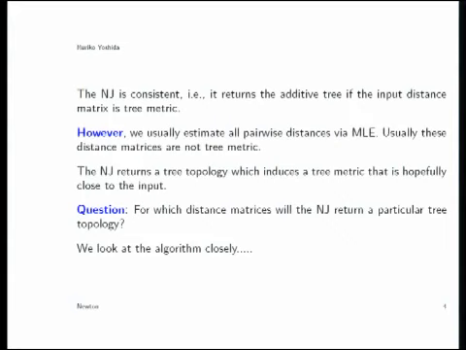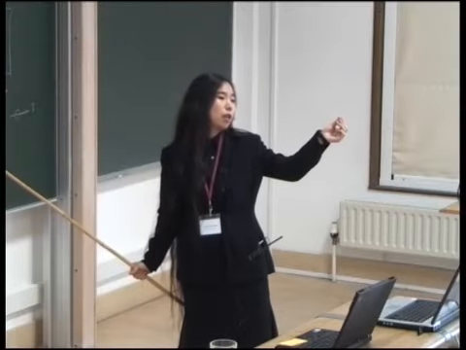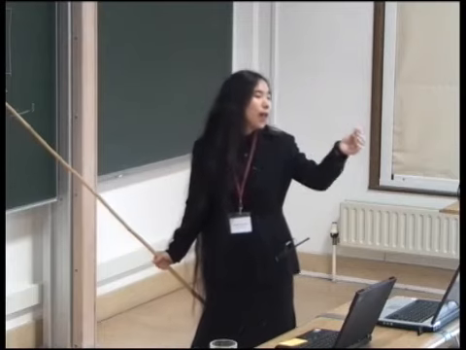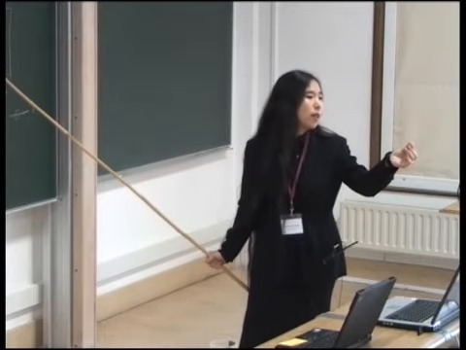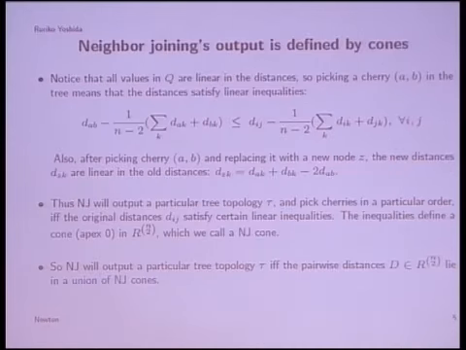Neighbor-joining returns a tree topology which induces a tree metric that is hopefully close to the input. So the question is: which distance matrices make neighbor-joining return a particular tree topology? That means that if we have a particular tree topology, I would like to know the set of all distance matrices that give that tree. Clear?